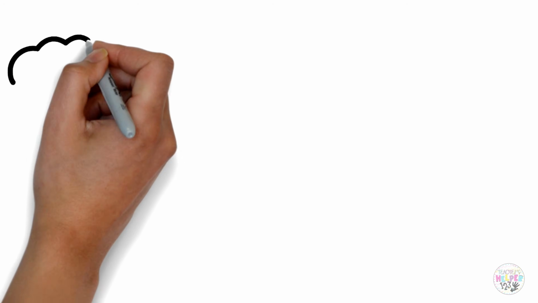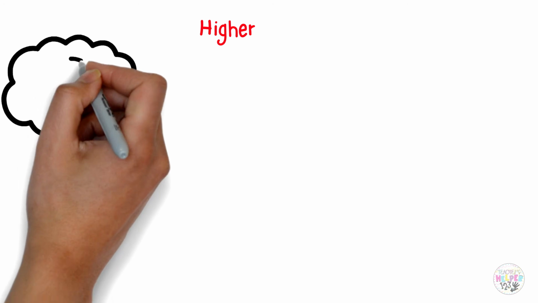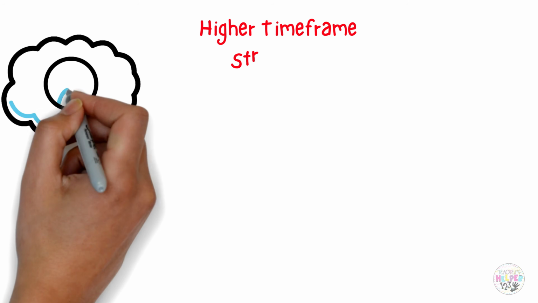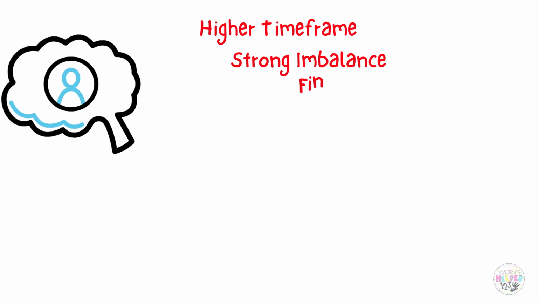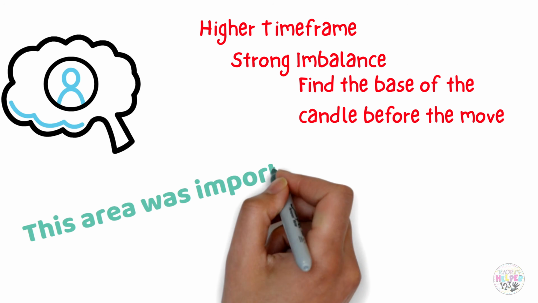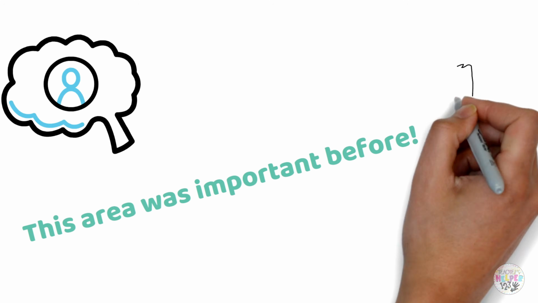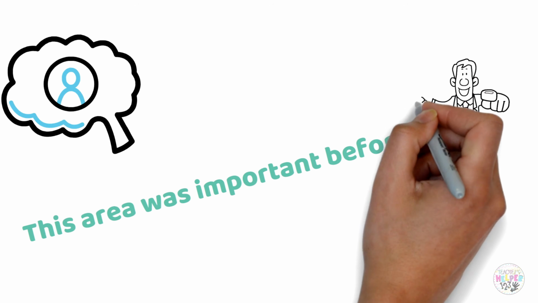Okay, so just to recap, to find supply and demand zones, start with the higher time frame, look for strong imbalance moves, find the base before expansion, and mark the candle bodies from open to close. Now, the more charts you study, the easier these zones become to recognize.